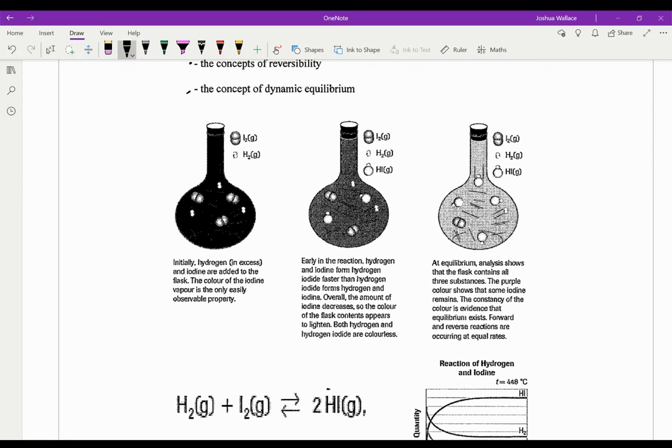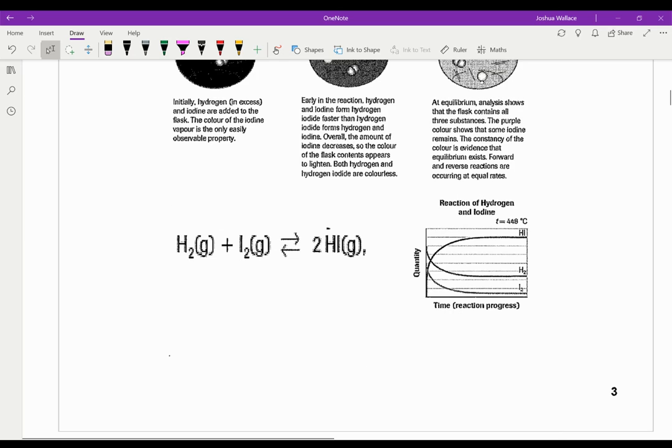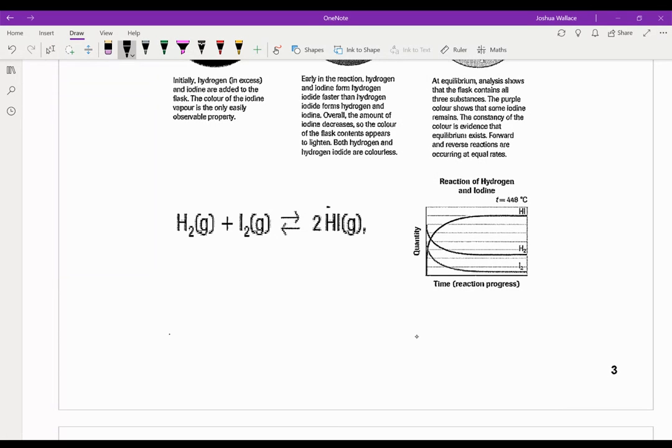At equilibrium, analysis shows that the flask contains all three substances. The purple color shows that some iodine remains. The consistency of the color is evidence that equilibrium exists. Forward and reverse reactions are occurring at equal rates. So essentially what we see is that we started off with this. We then were able to produce this product. And now all three of these substances are balanced. So our reaction is H2 gas reacts with I2 gas to produce 2HI gas.